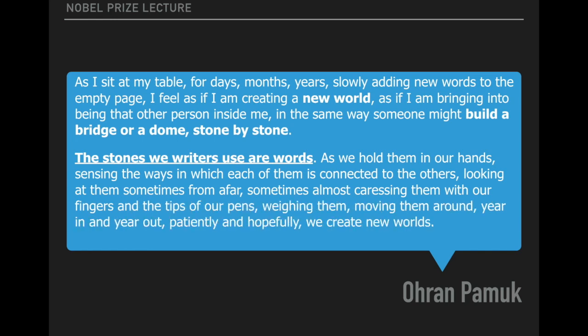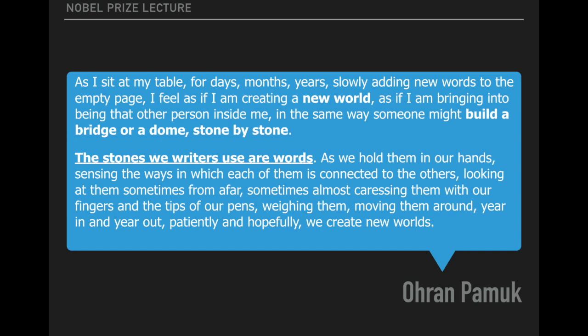In an observation that manages to be both fairly obvious and somewhat profound, Pamuk tells us that the stones we writers use are words. The way that Pamuk balances and reflects on his word choices, taking care, caressing and weighing and moving them around, reminds us that these worlds are a creation, a construction, a version or representation of a reality.